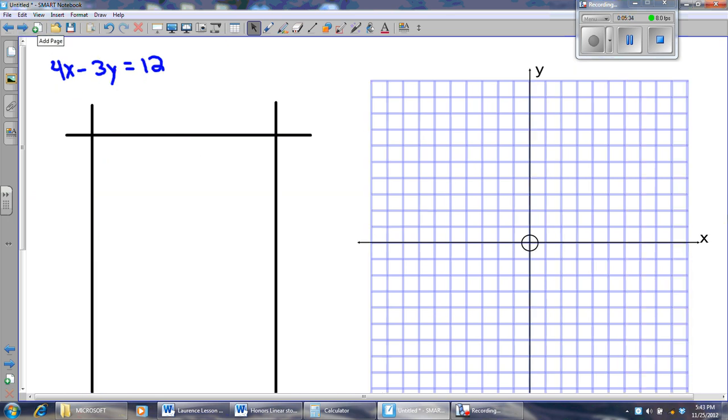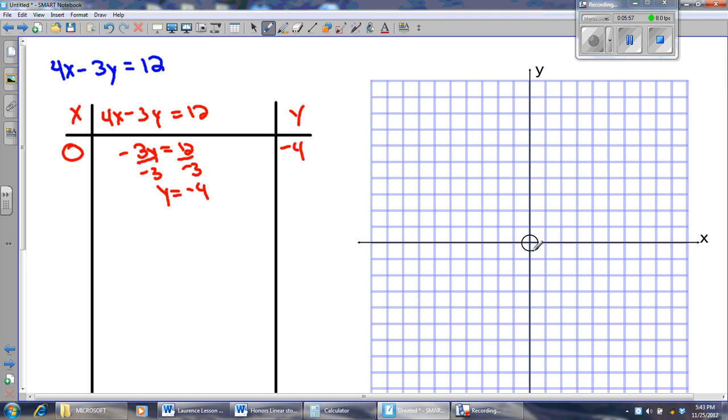Here we have 4x minus 3y equals 12. And then y, again, I like to plug 0 in for x. This term is going to turn to 0, so I'll get negative 3y equals 12. Dividing by negative 3 on both sides, y is going to equal negative 4. So 0 in the x direction, and then 1, 2, 3, 4 negative 4 in the y direction. There's my first point.